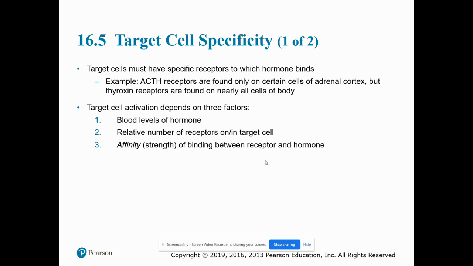So target cell activation is going to depend upon three factors. The first one is blood levels of the hormone. The second is the relative number of receptors in or on the target cell. And the third is going to be the affinity of binding, or the strength of binding between the receptor and the hormone.